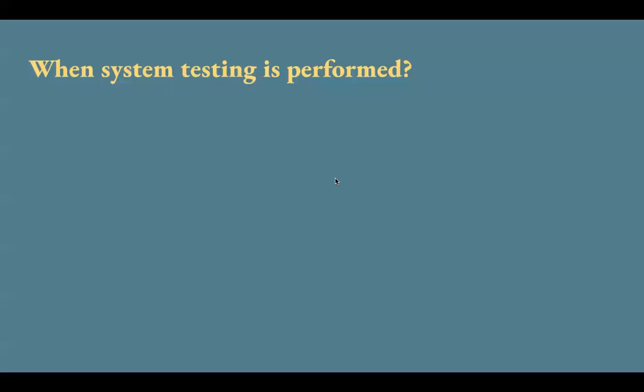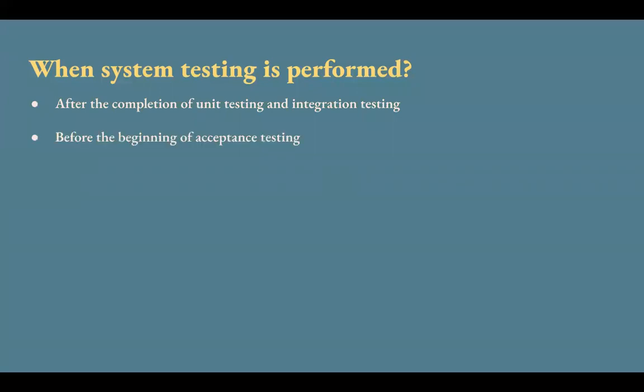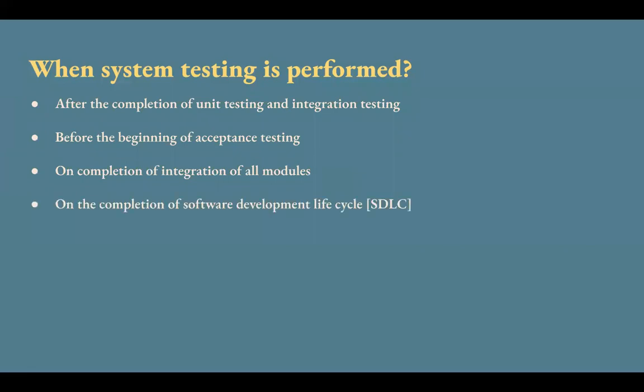Next, we have when system testing is performed. Firstly, after the completion of unit and integration testing, and before the beginning of acceptance testing, and on completion of integration of all modules, on the completion of the software development life cycle process, meaning once the development of the complete project is done, and lastly, on the availability of the test environment and all the required resources.